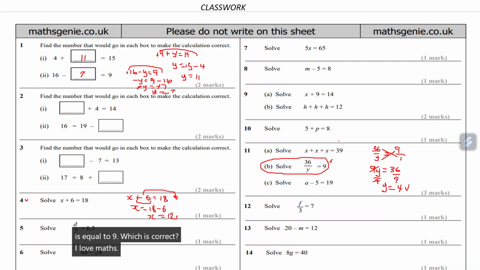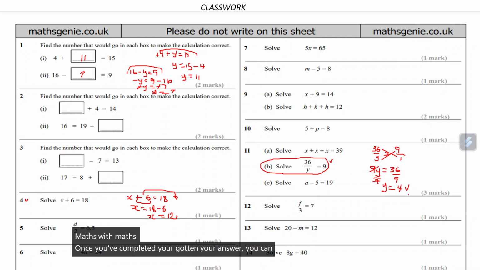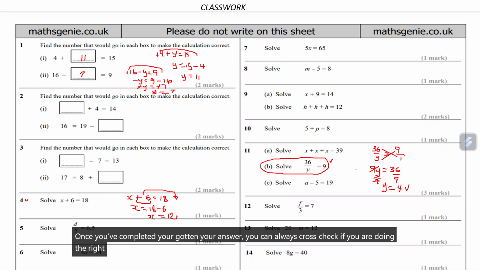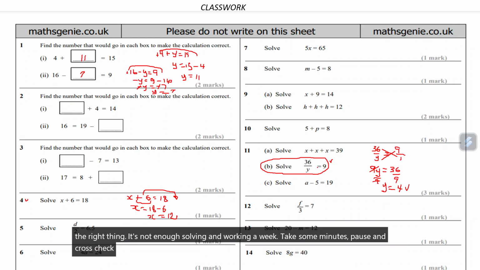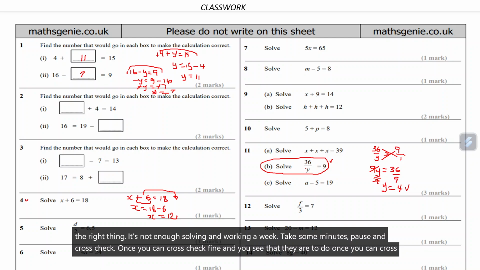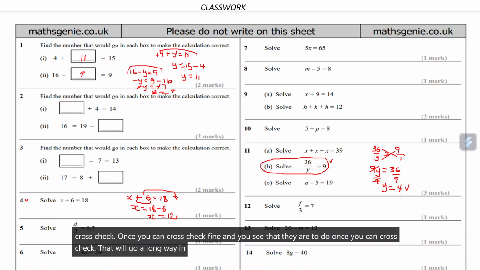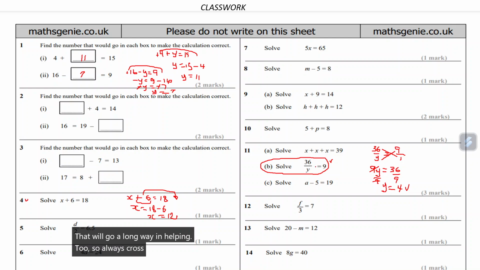With maths, once you've gotten your answer, you can always cross-check if you are doing the right thing. It's not enough solving and walking away. Take some minutes, pause, and cross-check. Once you can cross-check, that will go a long way in helping too. So always cross-check your answers to see if they are correct.